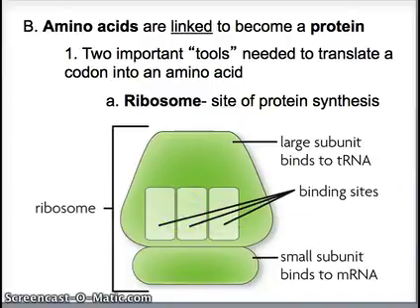The large subunit binds to tRNA, which you may not remember just yet, but you'll get used to this. tRNA actually holds the amino acid, the protein building block. And then you also need the small subunit, which is where messenger RNA goes. If you remember, messenger RNA gets made in transcription in the nucleus and, because it's a shorter copy, gets sent out to the cytoplasm where it then binds to the ribosome.